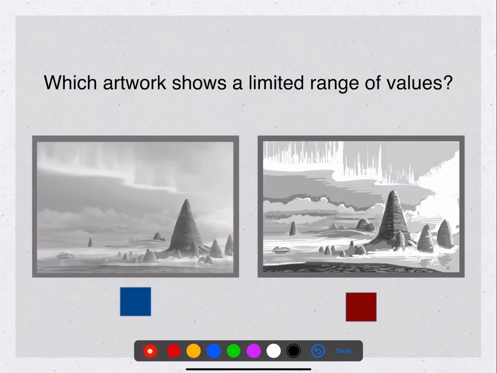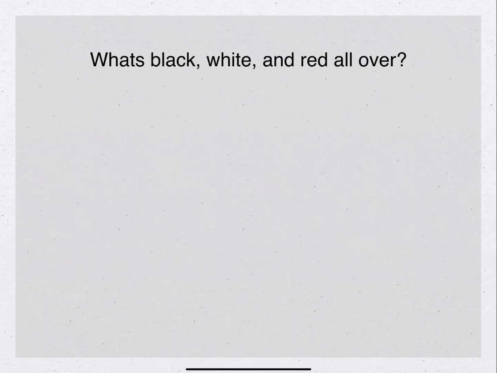Which artwork shows a limited range of values? And that would be the one on the left. We don't have the darkest blacks. We don't have the lightest whites. Once again, it's that middle gray value range that we're seeing.